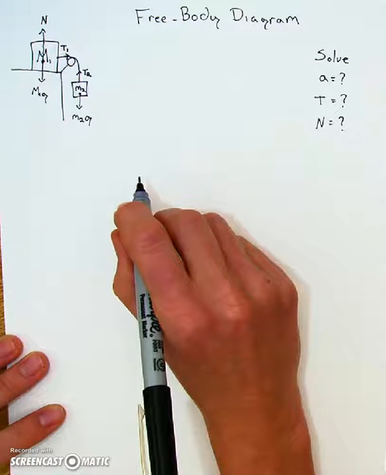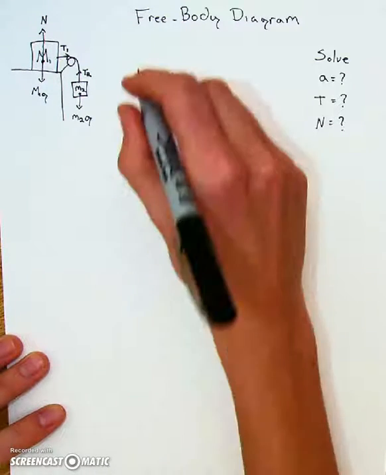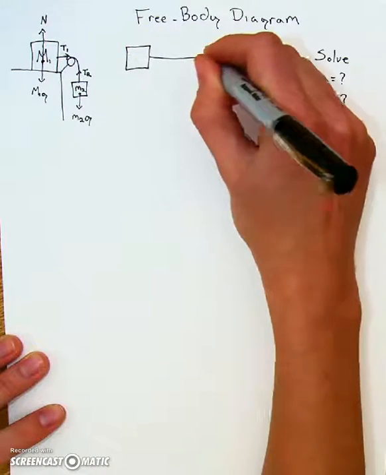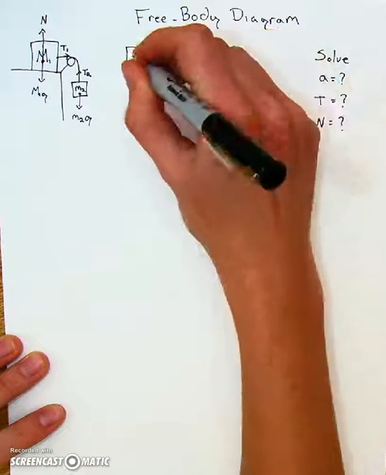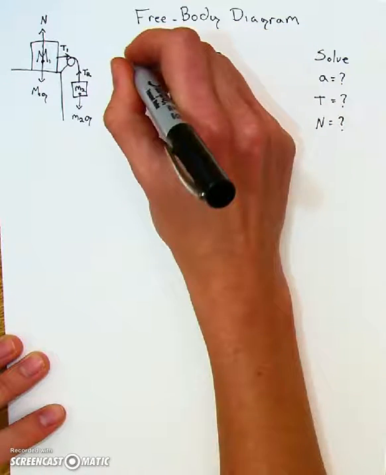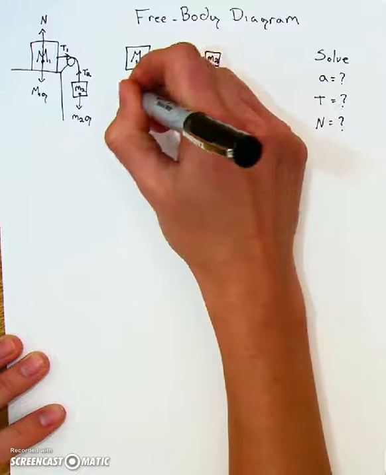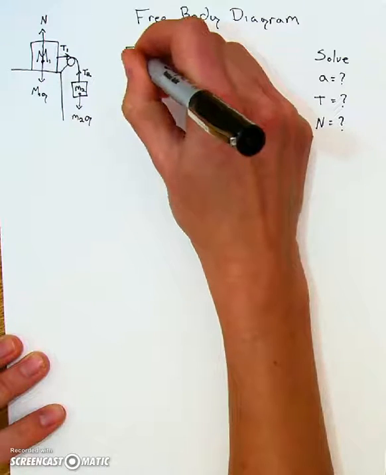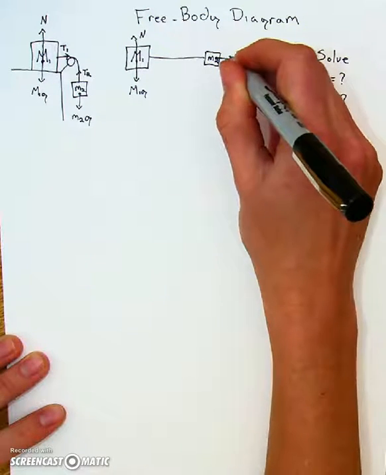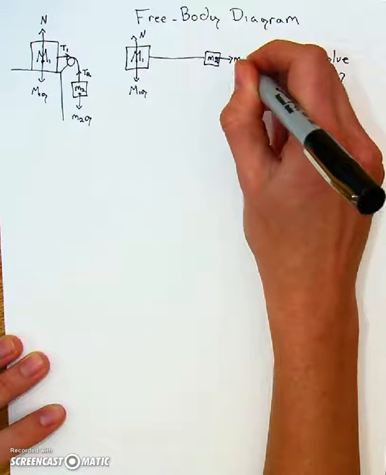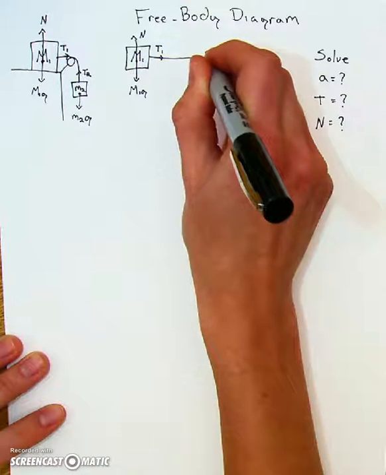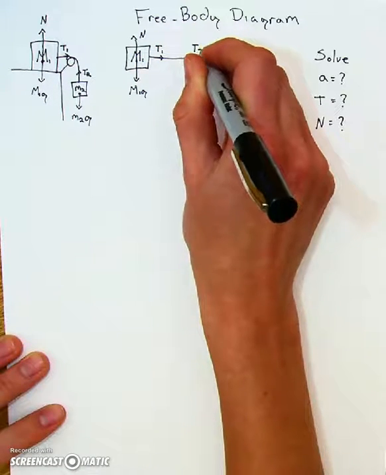Alright, now our second step is to redraw this diagram as a straight line. We're going to draw a big box, string, little box. Label this M1, M2. Here, weight's pointing down, M1G, normal force up. For this one, the weight is pointing this way according to that diagram. Then we have our tension, T1 and T2.